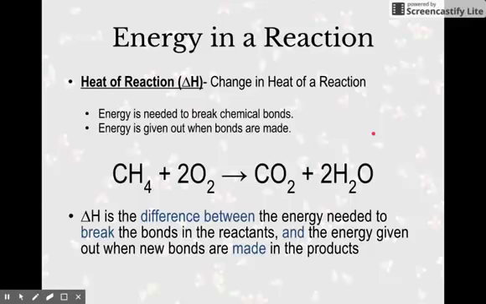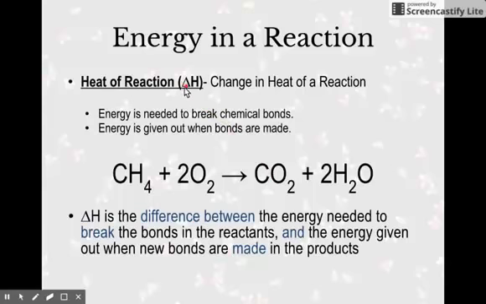So during a chemical reaction, energy is needed to break chemical bonds in our reactant side. And then energy is given out when bonds are made to form our products. So the difference between the energy needed to break the bonds in the reactants and the energy given out when new bonds are formed is what we call the heat of the reaction, or delta H, the change in heat.